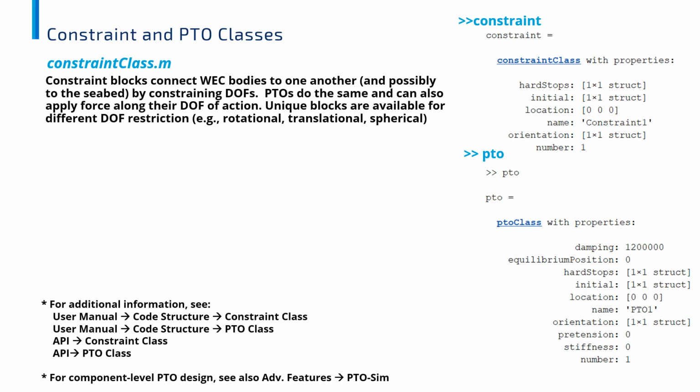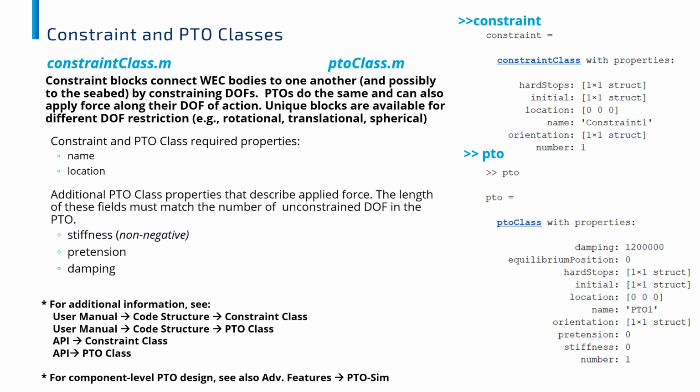We'll now describe the Constraint and PTO classes because they have a number of similar functionalities, and fundamentally they are both used to constrain motions between bodies or bodies in the global reference frame. Firstly, the constraint block, whose parameters are shown in the upper right, requires simply a name and a location of application before it is defined in the WEC-Sim Simulink model.